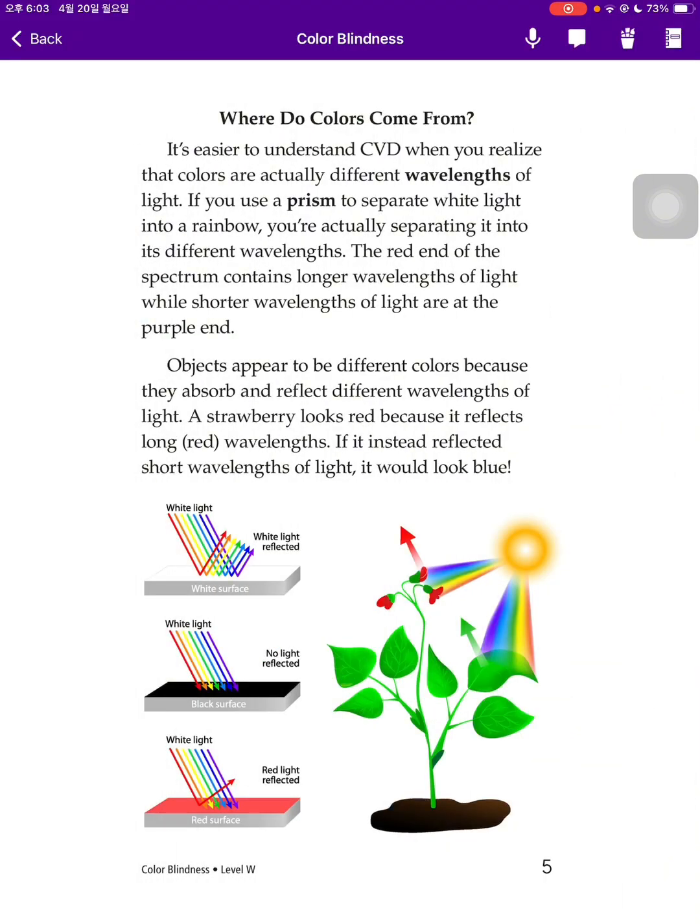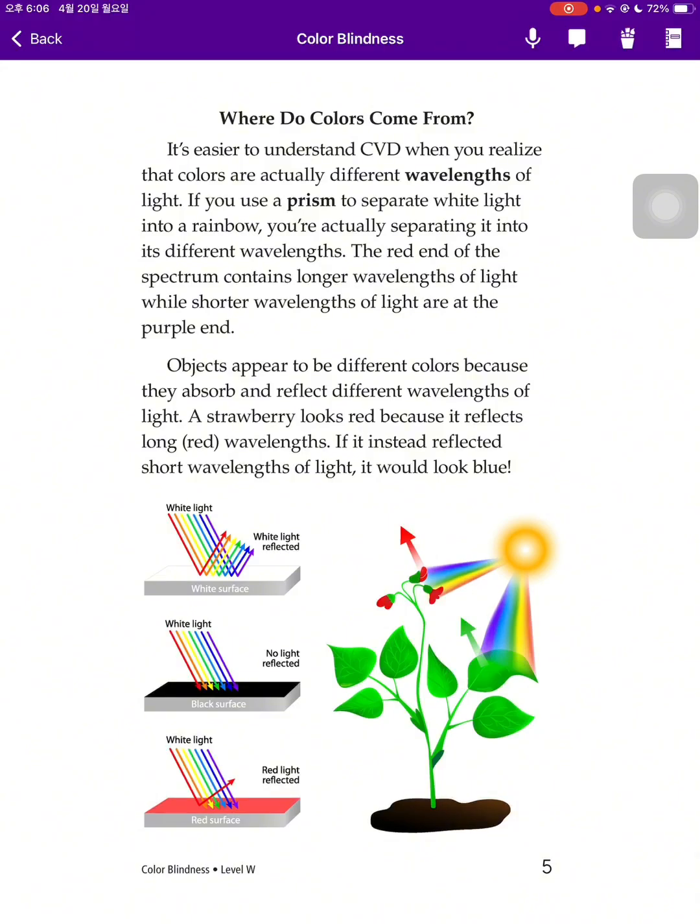Where do colors come from? It's easier to understand CVD when you realize that colors are actually different wavelengths of light. If you use a prism to separate white light into a rainbow, you're actually separating it into its different wavelengths. The red end of the spectrum contains longer wavelengths of light, while shorter wavelengths of light are at the purple end. Objects appear to be different colors because they absorb or reflect different wavelengths of light.